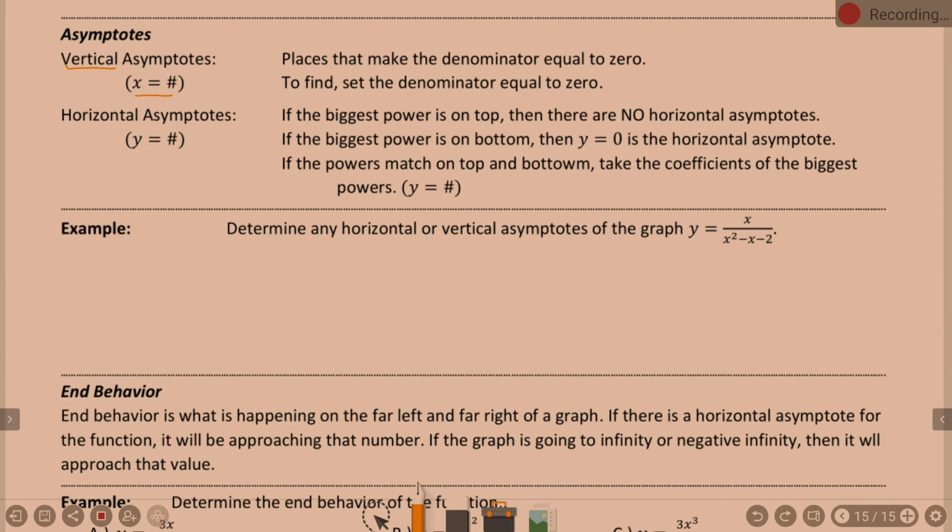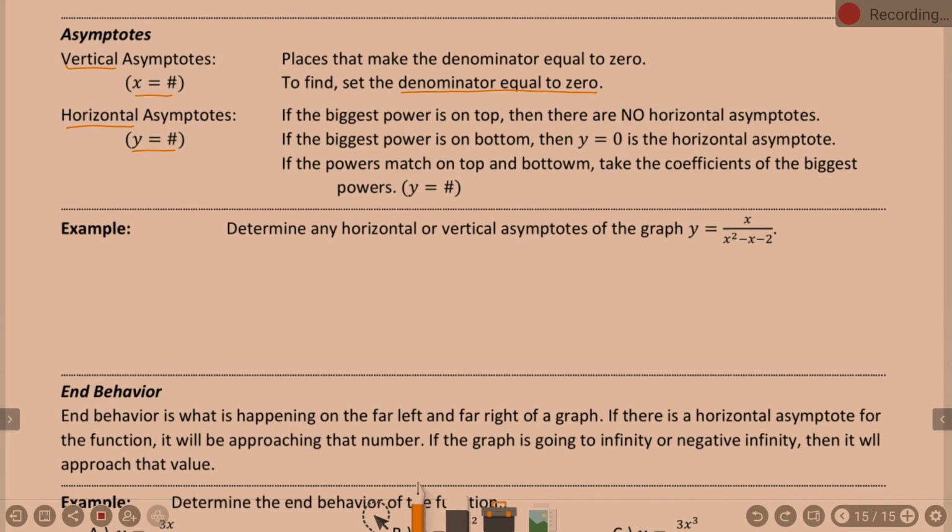Now, vertical asymptotes, we've been talking about this the last couple of days. These are places that make your denominator equal to 0. How do we find vertical asymptotes? We take the denominator and set it equal to 0. If the equation needs to factor, you're going to factor it to find those pieces. The other option, which takes a little bit more, is horizontal asymptotes. They are horizontal lines, so they're going to be expressed as y equals a number.